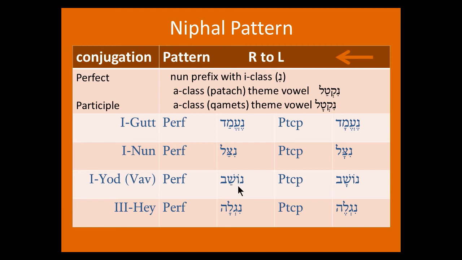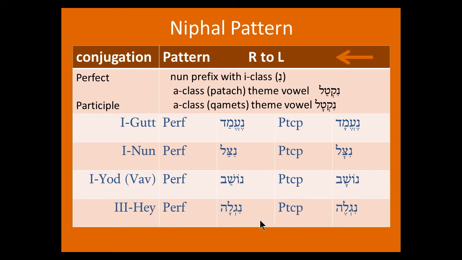And if it is, okay, vav shin bet, yashav, that's a first yod lemma that I know. If that's the case, and you have a noon here, think nifal. Now with third hay forms, again, we've got some consistency, but some inconsistency. We have our ni prefix in our perfect and our participle, but with the perfect it's qamets hay, and with the participle, it's segol hay.